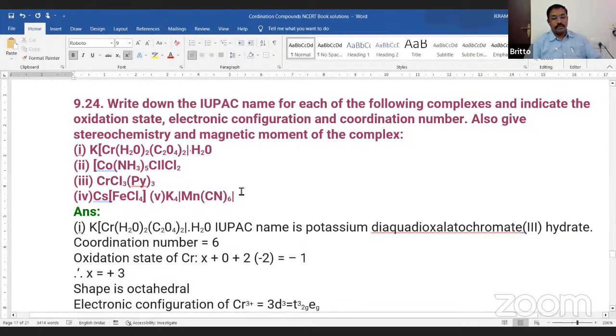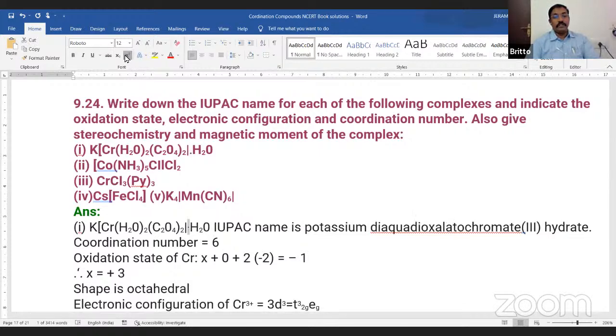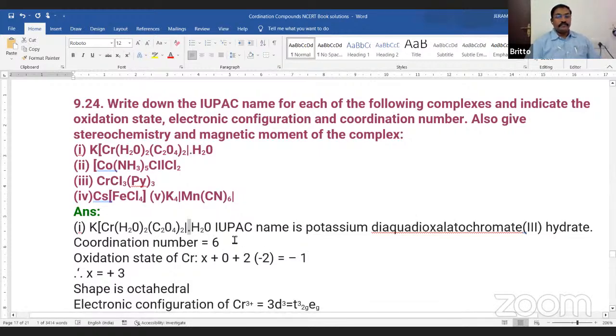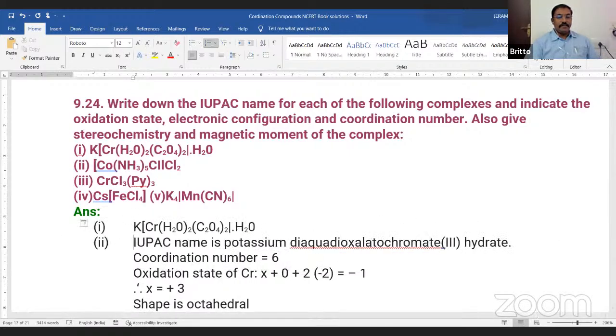Okay, there is a dot there. The dot indicates it is a hydrate. Whenever there is a dot there, it means it is a hydrate. So what is the IUPAC name for this complex?